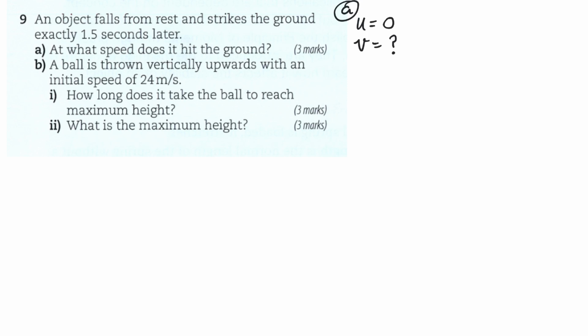v is an unknown. a is going to be g, and we can take down to be positive here because everything in this first part is downward, so it's easier if we take everything to be positive in the downward direction. We don't know s, but we do know that t is 1.5 seconds.